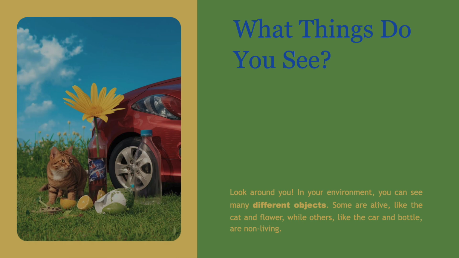What things do you see? When we look around our environment, we see many objects. Some things are living, like animals, plants, humans, and insects. Others, such as cars, bottles, rocks, and tables, are non living. To make this fun, think about your room at home: your pet, living; your toys, non living; a plant on the window, living. It is important to observe carefully because some things look like they might be alive but actually are not.